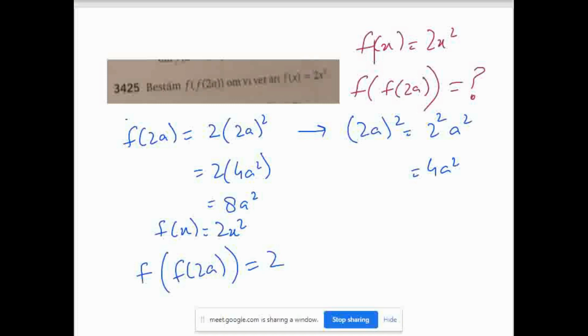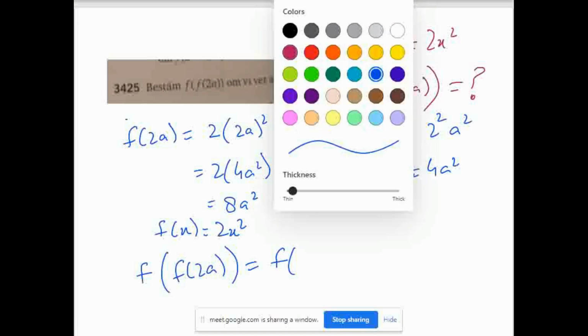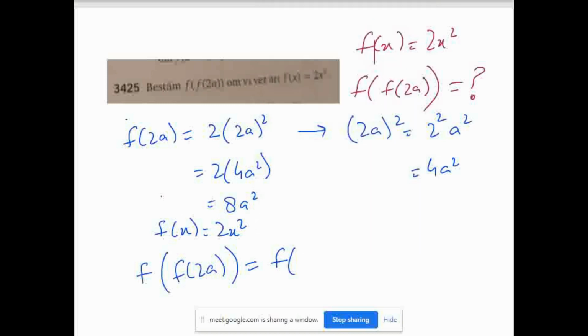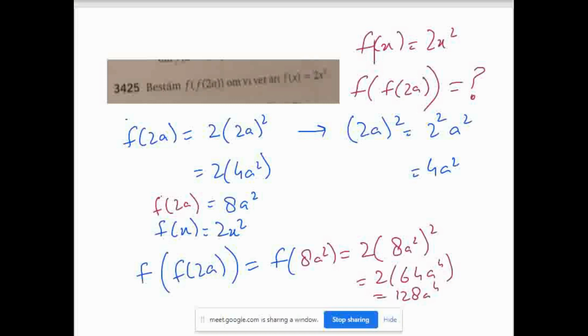Now this will be equals to f of, now what is the value of 2a? Exactly. So as we know that f of 2a is equals to 8a square, so we have to replace it over here. So which means that now we have to replace x with this. So 8a square whole square. So this will be 64a to the power 4 and then 128a to the power 4. This will be the final answer.